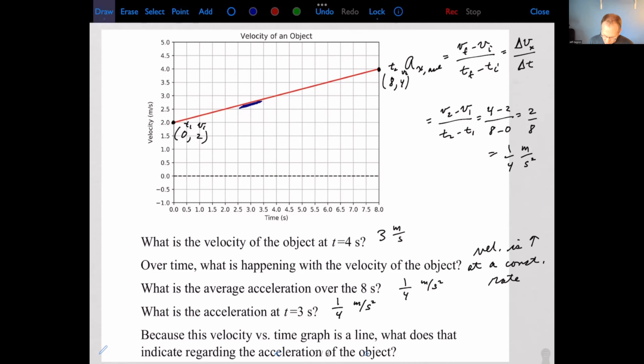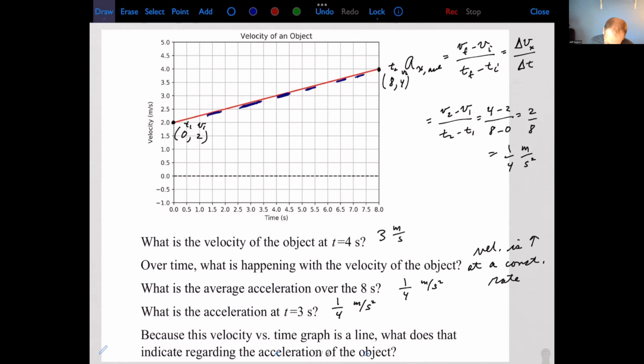Okay, now, again, because this graph is linear, regardless of what time I choose, if I calculate the slope of the tangent line at any of these times, I'm going to get exactly the same value. So that means the acceleration must be the same over all those time intervals. So if you have a velocity versus time graph that's linear, that represents constant accelerated motion.